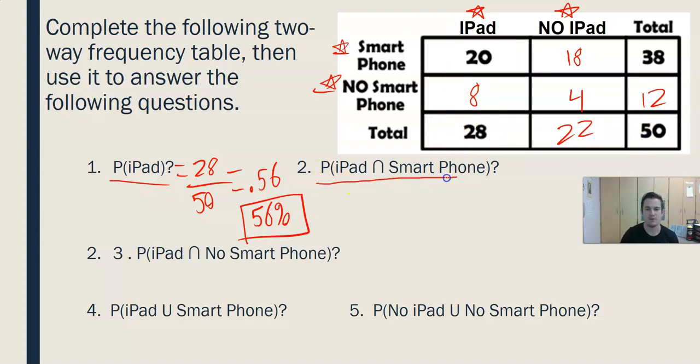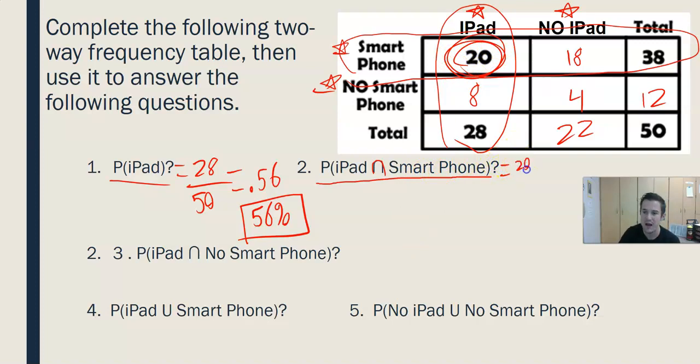Next, I want to find the probability that someone has an iPad and a smartphone. So here's the column for iPads. Here's the row for smartphones. I'm looking for an intersection, so I'm trying to look for someone who has an iPad and a smartphone. There are only 20 people that have an iPad and a smartphone. So the probability of selecting someone who has an iPad and a smartphone is 20 divided by 50. As a decimal, 20 divided by 50 is 0.4, or in other words, 40%. So 40% of the people in this group have a smartphone and an iPad.